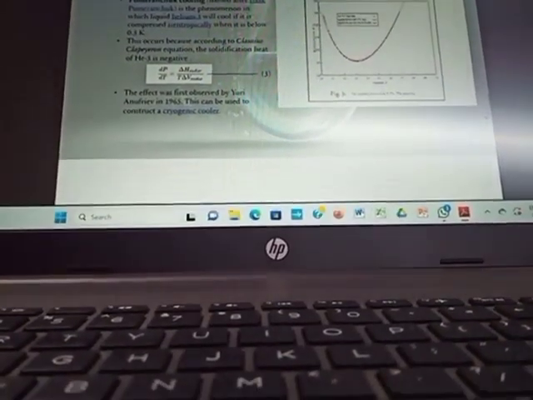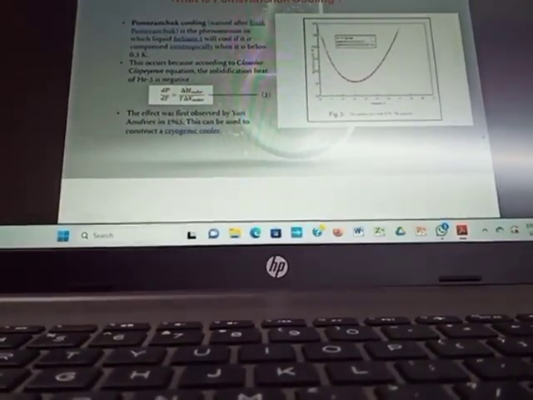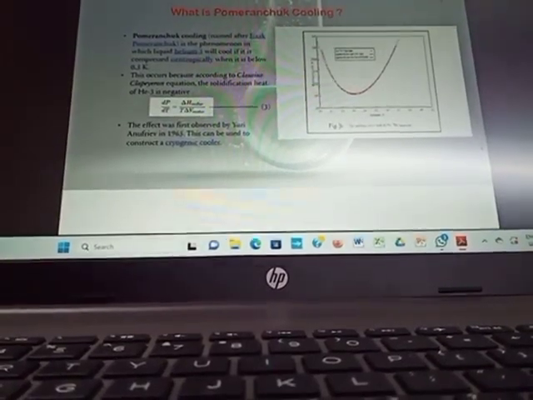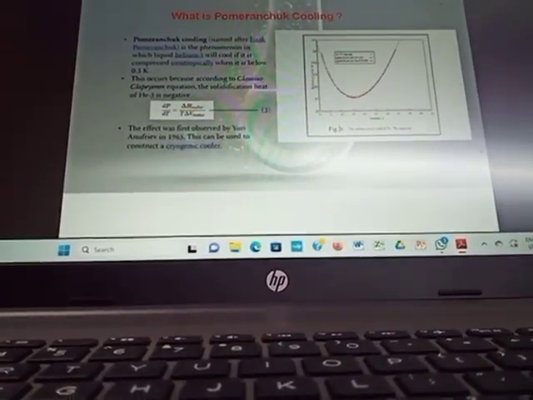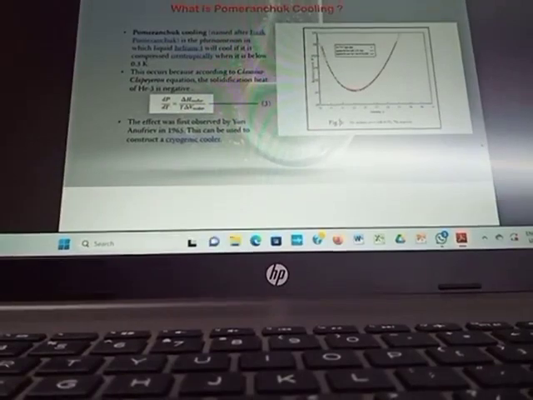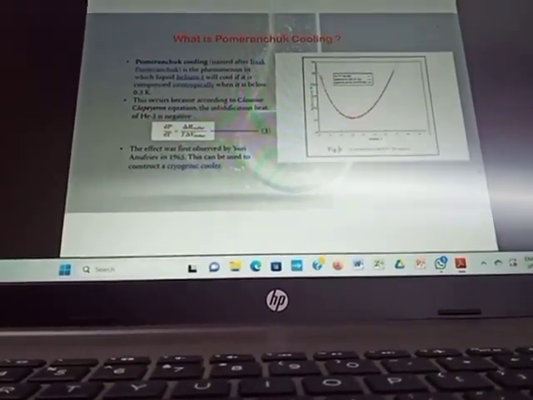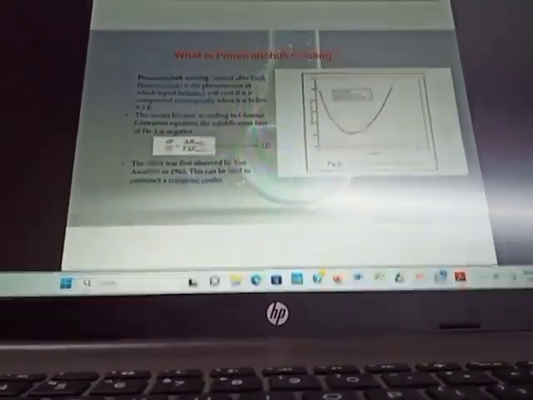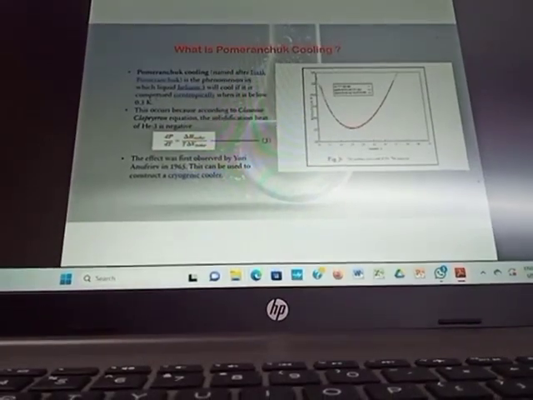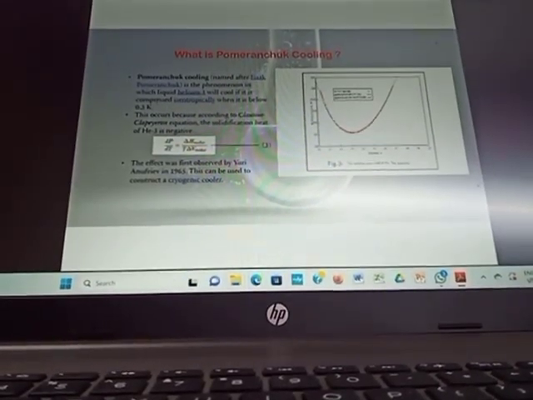This occurs because, according to the Clapeyron equation, the solidification heat of He3 is negative. And so, the entropy in the solid phase is greater than the entropy in the liquid phase.